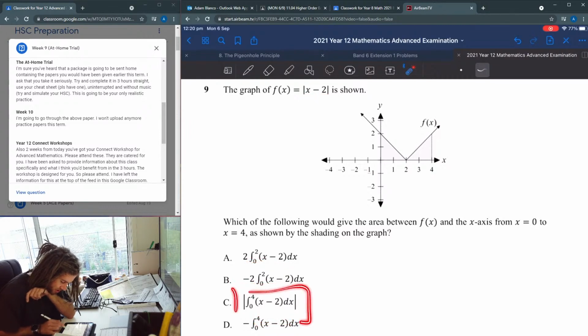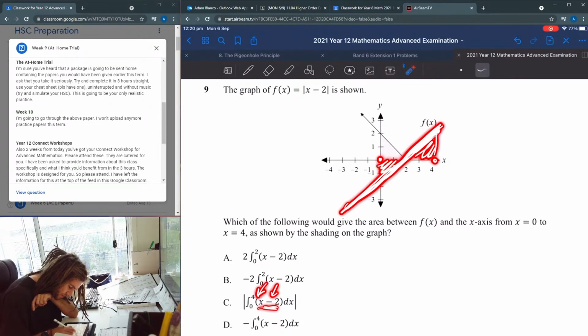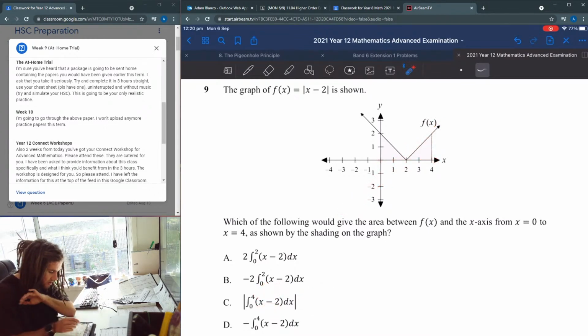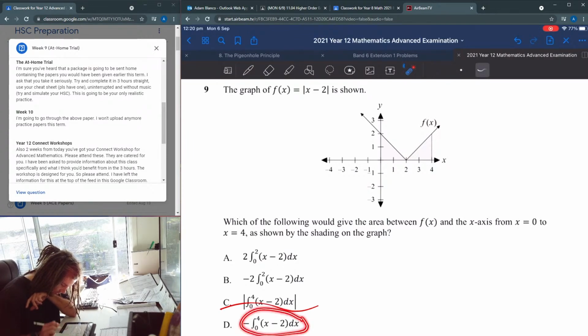Let me prove to you why it's not this one. It's because x minus 2 is this line here. It's got a positive gradient and it's down 2. If you found the integral underneath, 0 to 4 of this line, from here to here, that's symmetric. So this is actually going to give you 0, or the absolute value of 0, which is still just 0. So that's not going to give you a correct area. So it's not this one. For the same reason, it's not this one, essentially. So it's one of the first two.